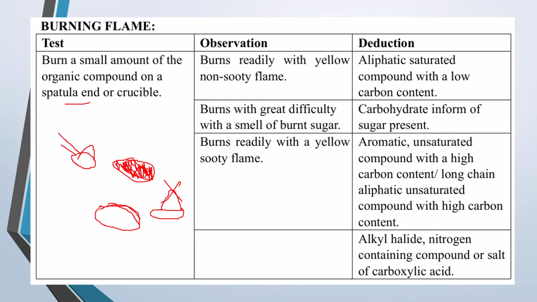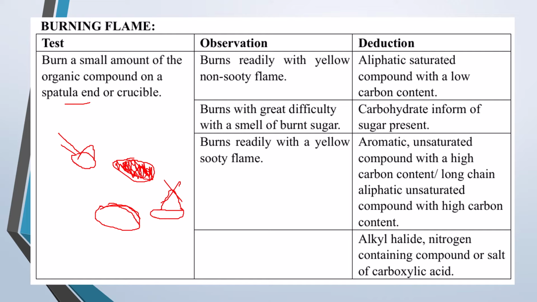So the observation you're going to make, if you're burning your substance, let me say that you're burning a colorless liquid or you're burning a solid which is white in nature, the observations you're going to make are going to be according to the following. First of all, we are looking at the flame that it's burning with, together with whether soot is being formed or soot is not being formed.